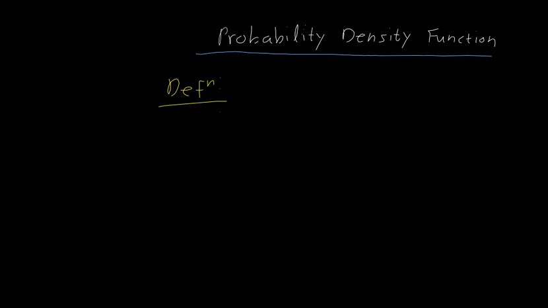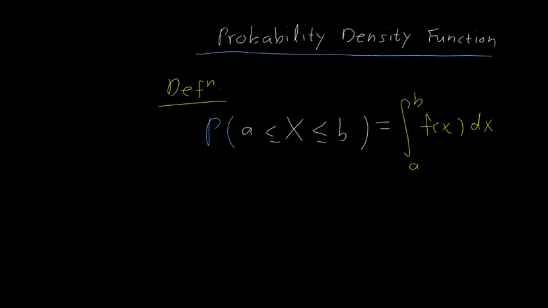So a probability density function works like this. Let's say you have a probability density function P, where a is less than or equal to X, which is our independent random variable, which is less than or equal to b, is equal to the integral from a to b of f of x dx. That's a probability density function. That's the definition.